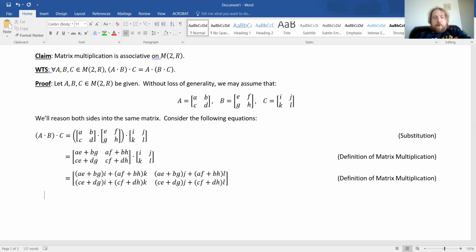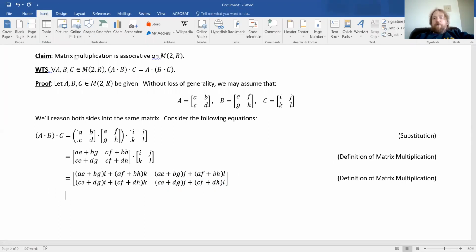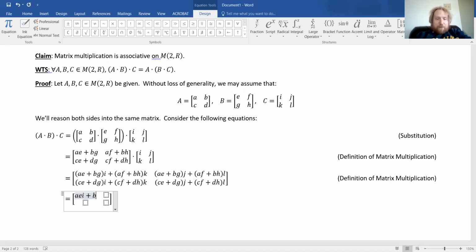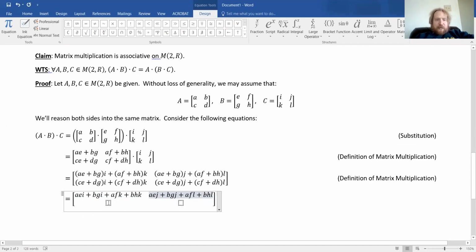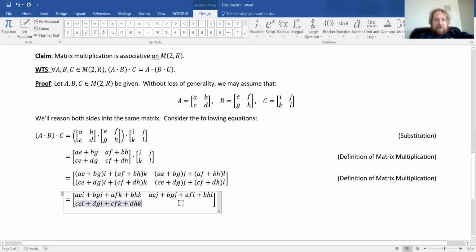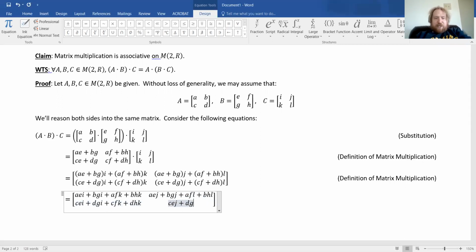Now, let's distribute everything. So when we do that, we get AEI plus BGI plus AFK plus BHK. We get AEJ plus BGJ plus AFL plus BHL. We get CEI plus DGI plus CFK plus DHK. And we get CEJ plus DGJ plus CFL plus DHL.